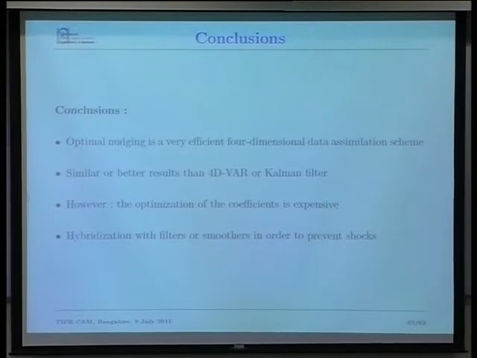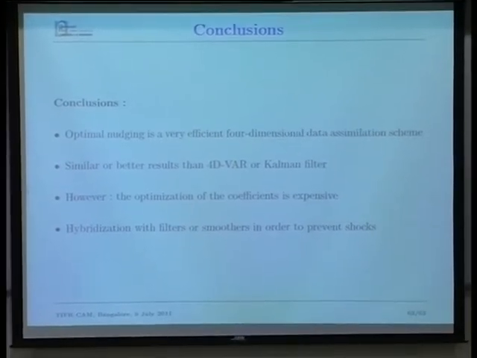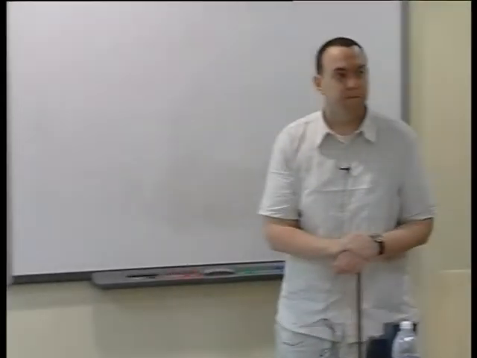Okay, so the conclusion is that optimal nudging is a very, very efficient data assimilation scheme, but it's very difficult to implement because it's nudging plus 4D var. So probably if you have an operational 4D var, you would not take the time to add the nudging on it. Or probably if you prefer nudging, you will not take the time to add the 4D var.